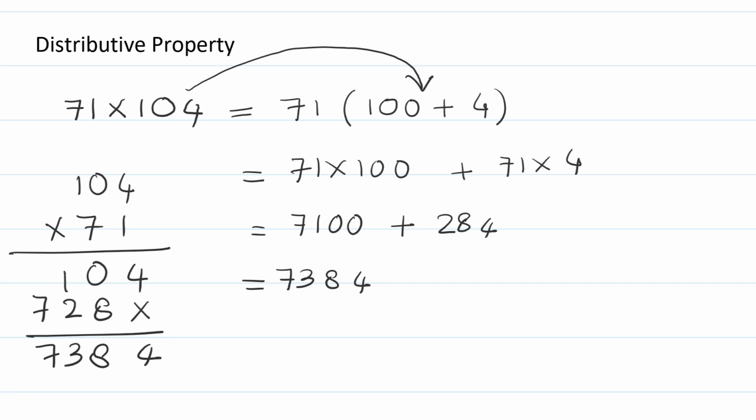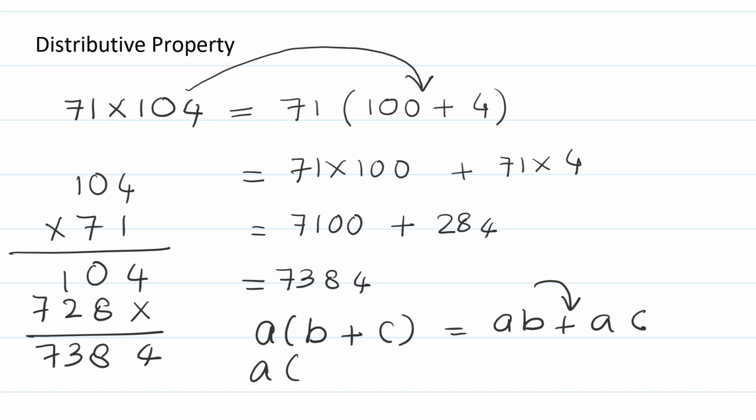So the distributive property is A into bracket B plus C is equal to AB plus AC. Distribute product over addition. And the second property is distribute product over subtraction. A into bracket B minus C is equal to AB minus AC.